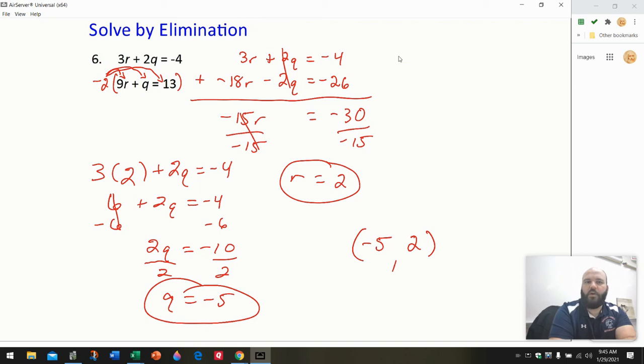So there's how you solve systems by elimination when the coefficients are not the same number. You have to multiply one or both of the equations by a number so the coefficients do match and you are able to get them to eliminate.